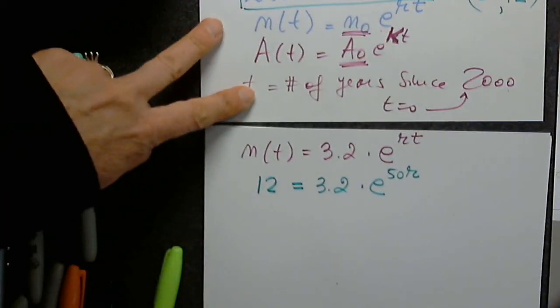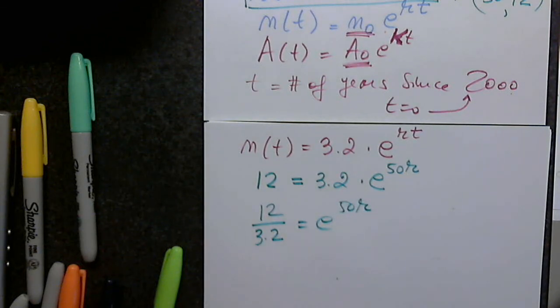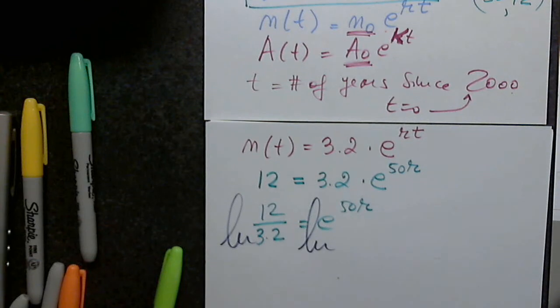You don't actually have to divide. Just write 12 divided by 3.2 equals e to 50r. That's all I need. So now, like we just did a few minutes ago, I have two numbers that are equal. And I'm going to apply to both sides the same thing that will allow me to bring this down. And there is only one function that has that property that will allow me to bring the power down. Yes! Which is the inverse function of e to blah, blah, blah. Awesome. Very good. Well done.